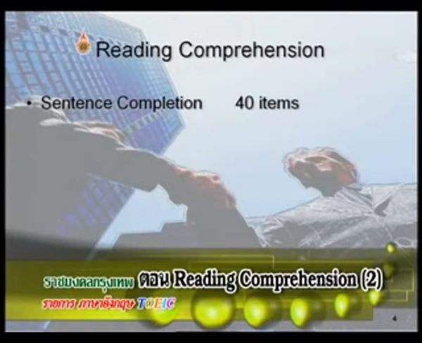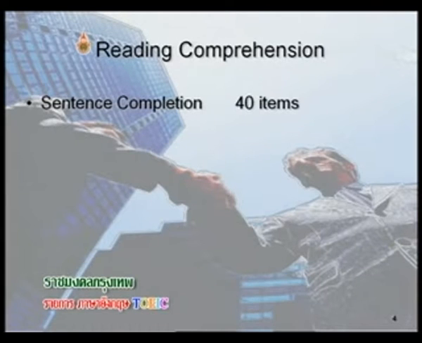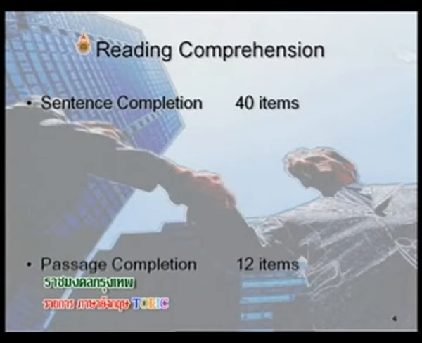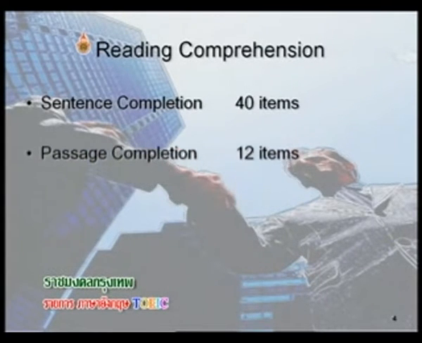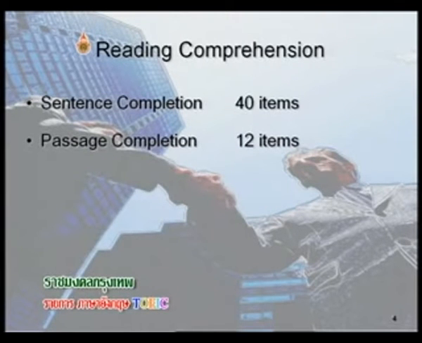Now let's discuss the reading comprehension section in detail. This part consists of three different parts. The first part of the reading comprehension test is called sentence completion. There are altogether 40 items. In sentence completion, you have a chance to prove that you have a good knowledge of grammar, vocabulary, and also your reading skill.